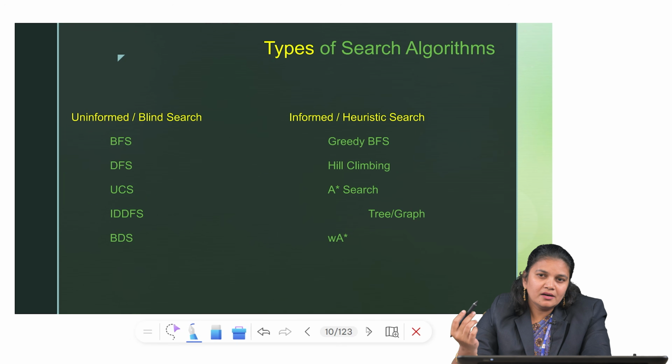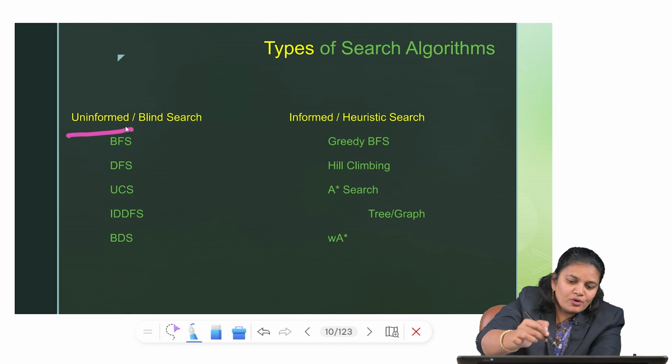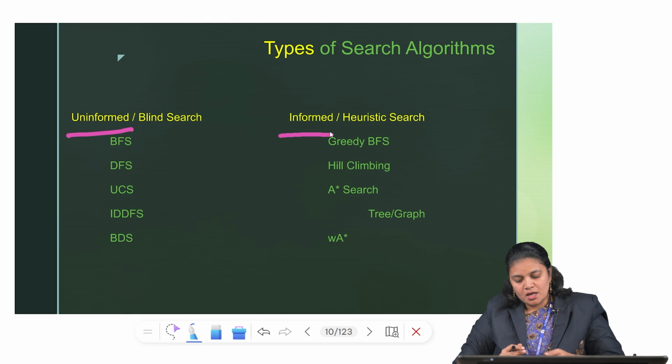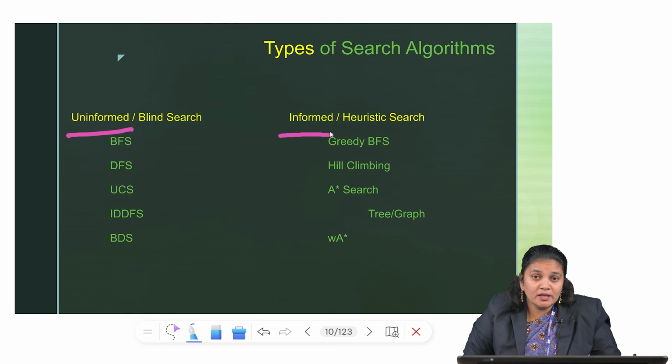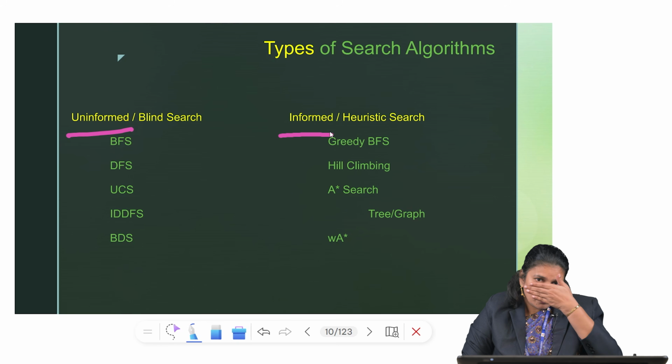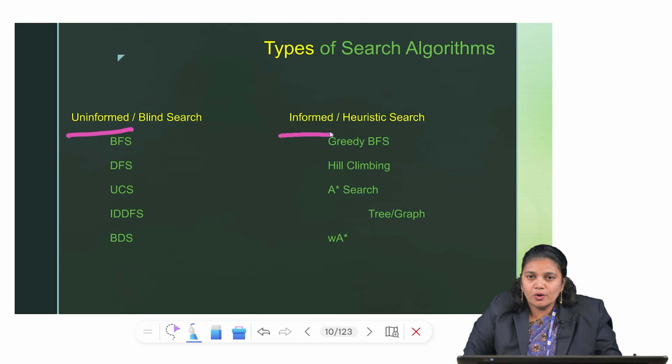And regarding the types of search algorithms, two different types of search algorithms are there: uninformed and informed. So uninformed in the sense, no additional information is there. We can also call it a blind search. Holding our eyes closed, we are looking for a search algorithm. Then it is uninformed or blind search algorithms.